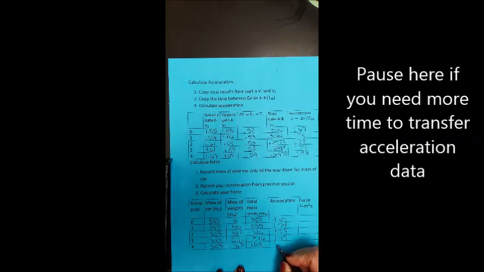Okay, once you have your total mass calculated, you need to transfer your acceleration from up here to down here. And so we have 1.67, 1.74, 1.78, 1.77, 1.98.